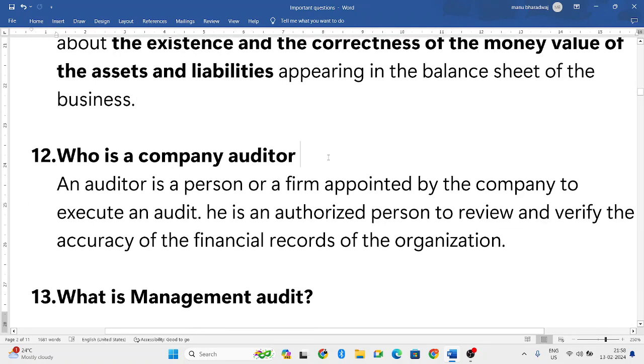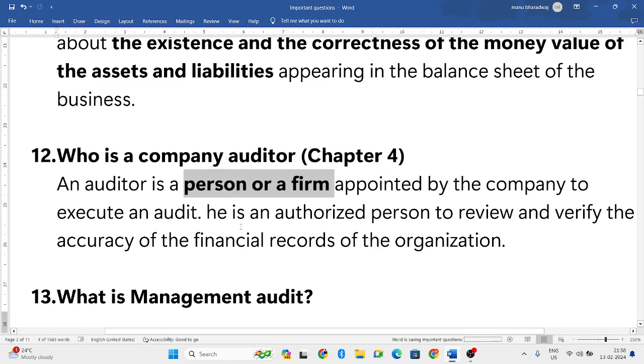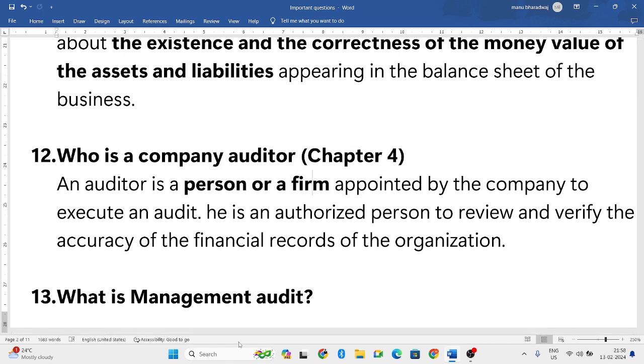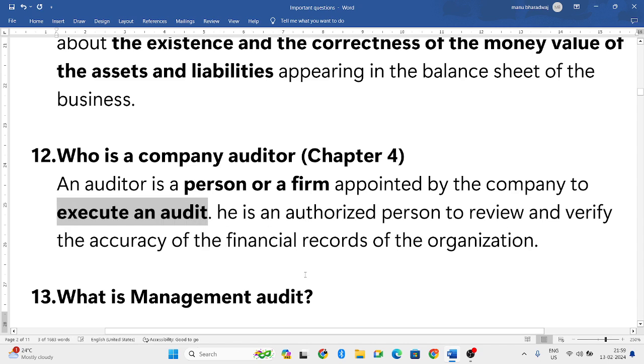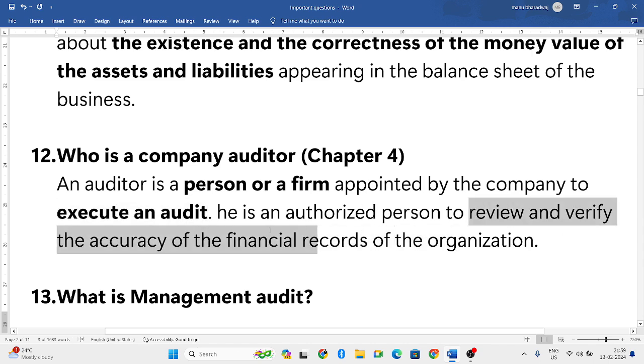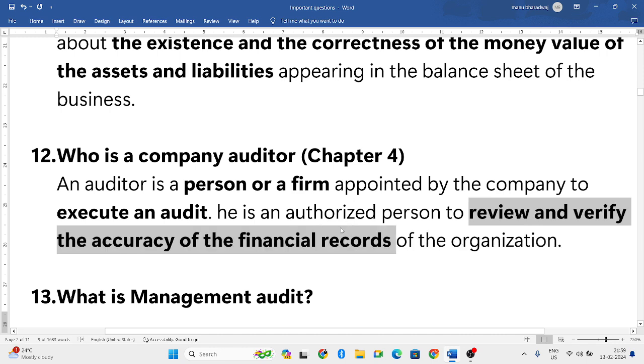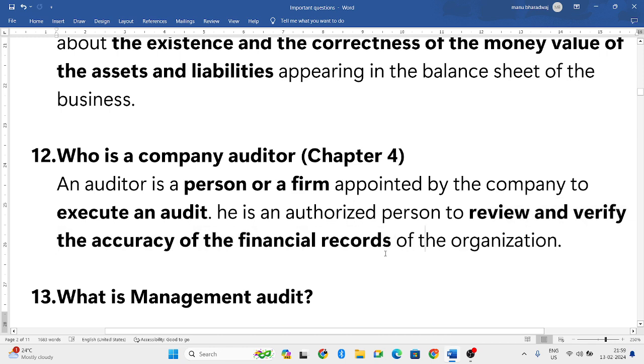Next, who is a company auditor? Yes, this is from chapter number 4. An auditor is a person or a firm. So this is very important: an auditor can be an individual person or a firm, called an audit firm. They will be appointed by the company to perform or execute an audit. So he is an authorized person to review and verify the accuracy of the financial records maintained by the organization.